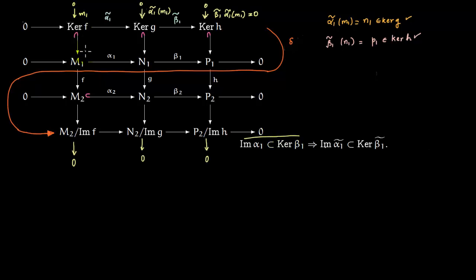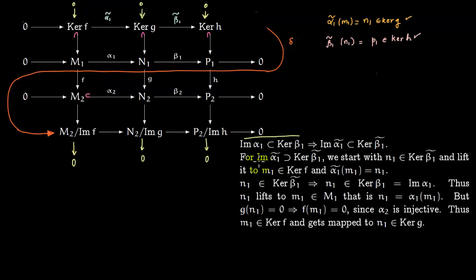You just take this m1, it gets mapped here. You apply alpha 1 to it, you get alpha 1 m1 here. Then you apply beta 1 to it, you get 0 because image of alpha 1 lies in the kernel of beta 1. Now since this square commutes, you can immediately see that this will also get mapped to 0. So alpha 1 tilde m1 gets mapped to alpha 1 m1, this gets mapped to 0 because this is just a restriction map. So you can see this, and therefore this alpha 1 tilde m1 gets mapped here, so this has to get mapped to 0.